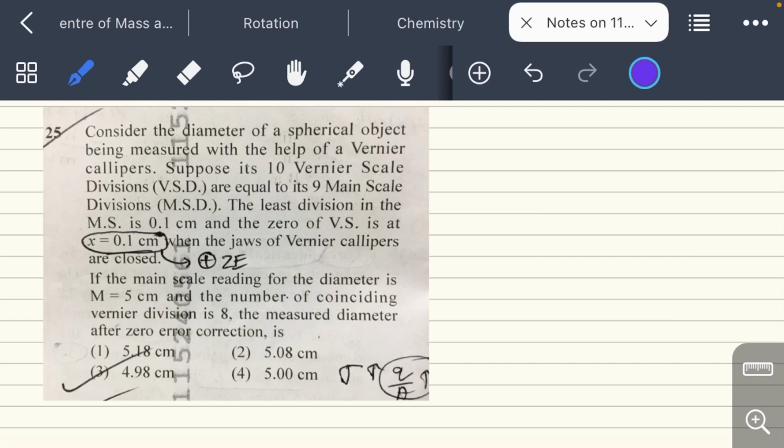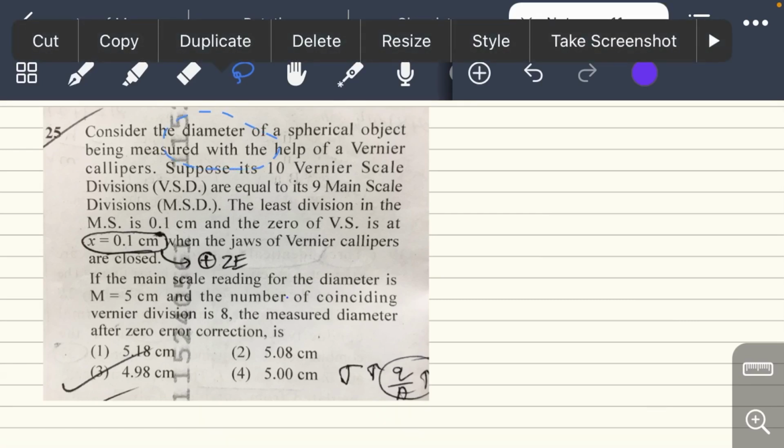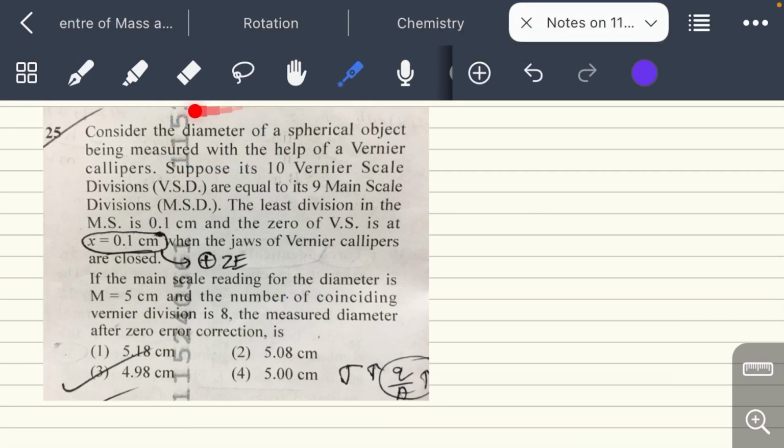Consider the diameter of a spherical object being measured with the help of Vernier Callipers. Suppose 10 VSD are equal to 9 MSD. The least count in the MS is 0.1 cm and 0 of the VS is at x equal to 0.1 cm where the jaws of Vernier Calipers are closed.